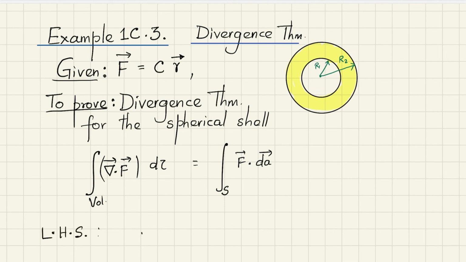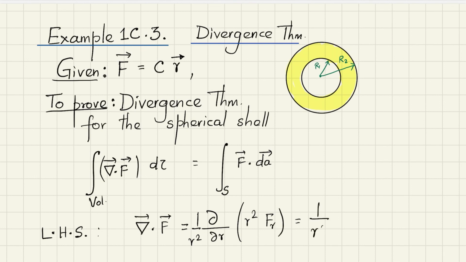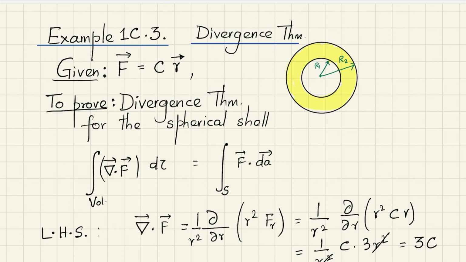For the left-hand side, we'll calculate the divergence of F, which is really simple in this case because it is spherically symmetric. So we should do this in spherical polar coordinates, and there is only F_R. There is no F theta or F phi. So the first term is, of course, 1 by R square del by del R of R square times F_R. In this case, it is 1 by R square del by del R of R square times CR. So this becomes 1 by R square times C times 3R square, and R square cancels. So this is really 3C. So the divergence is 3C.